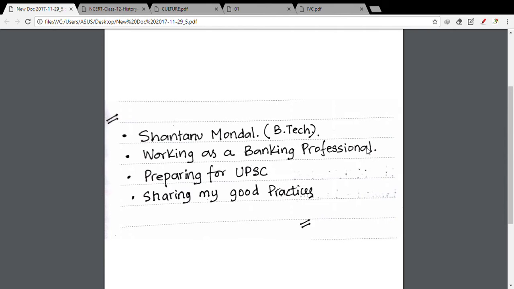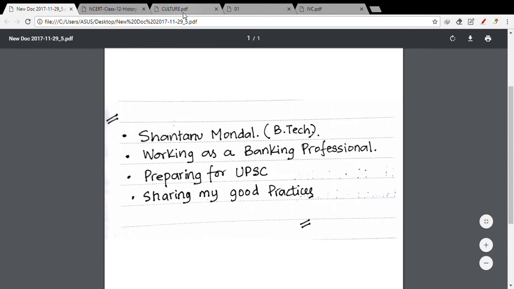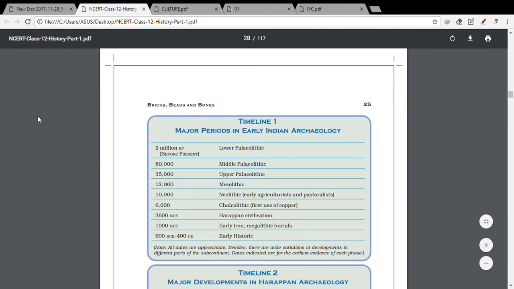I have completed a BTech with Computer Sciences and Engineering. Presently, I am working as a banking professional and also preparing for the UPSC exam. So here I'm going to share my good practices, and one of the good practices is to cover the NCERT.